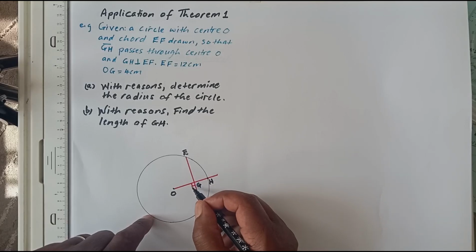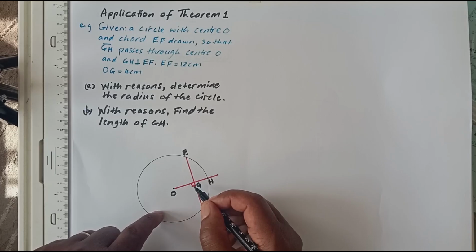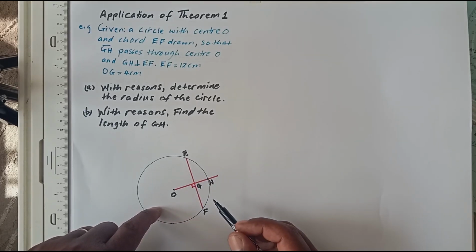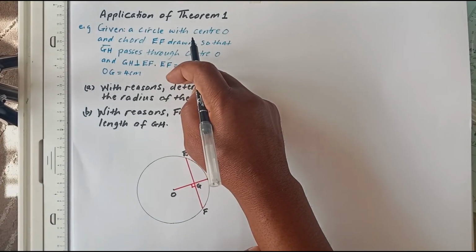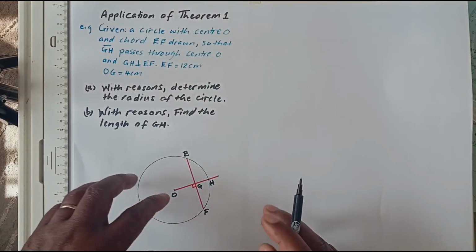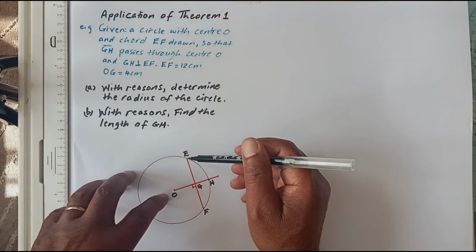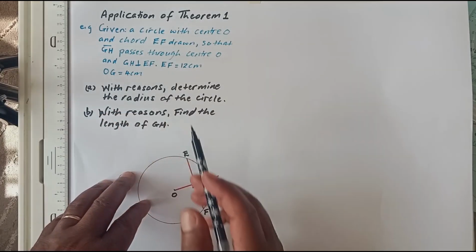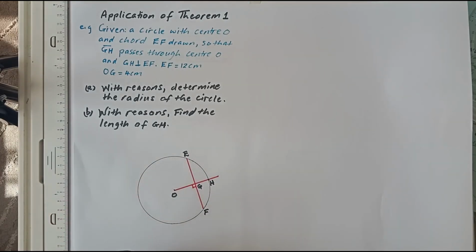And the 90-degree angle is indicated with a small square. So we are given the first condition of this theorem. Now, the second condition is the result. But we are also told that EF is equal to 12 centimeters, OG is equal to 4 centimeters.